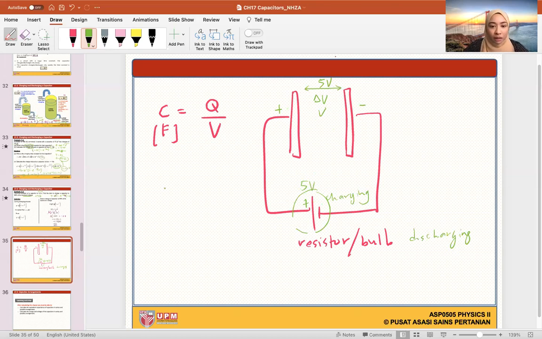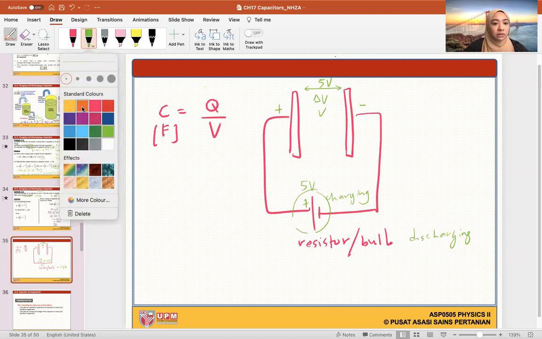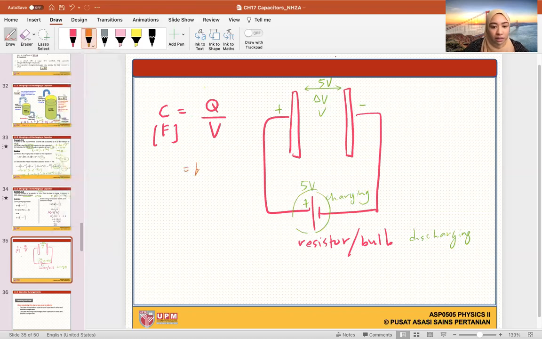Another equation that we have learned about capacitors is fancy K epsilon naught area over distance. What distance? This is the distance, D. What area? The area of the plates. Epsilon naught is a constant, 8.85 times 10 to the something, I don't remember. And fancy K is when you have a dielectric.